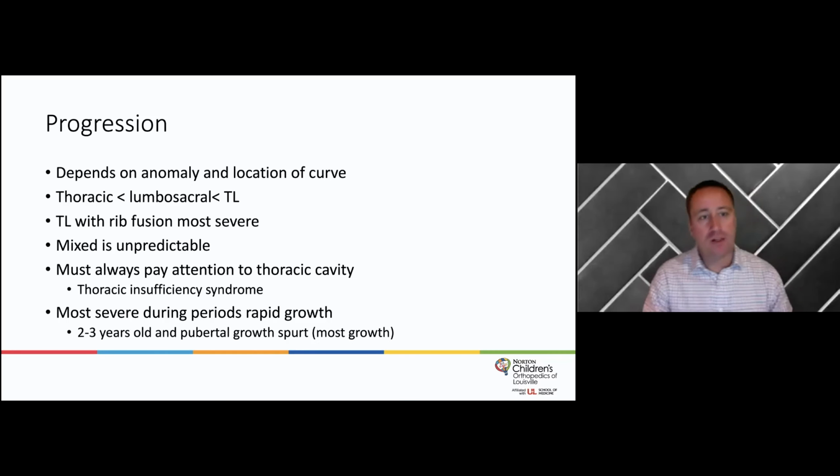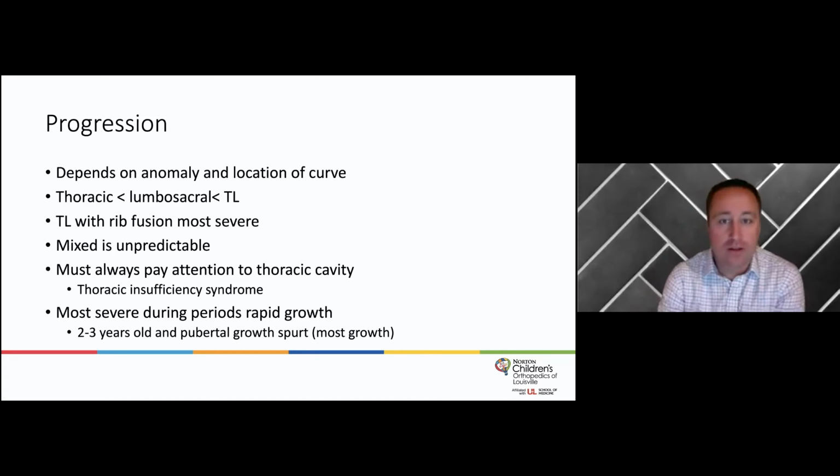Progression, once again, depends on the anomaly and the location of the curve. If it is thoracic, it's less likely to progress. If it's lumbosacral, it's going to progress slightly more, but thoracolumbar is where it's really going to progress a lot. That's because you have a lot of growth at the thoracic and lumbar junction. If you have fused ribs in the thoracolumbar junction, then that usually means the deformity is going to be worse as well, because that adds to the tether effect. And if it's mixed, then it's really unpredictable.